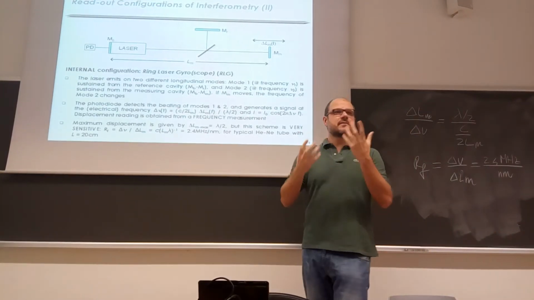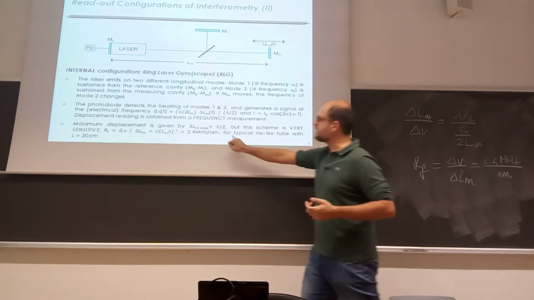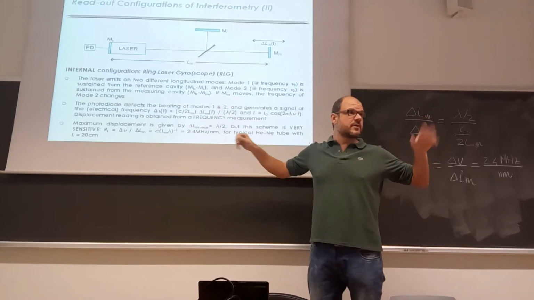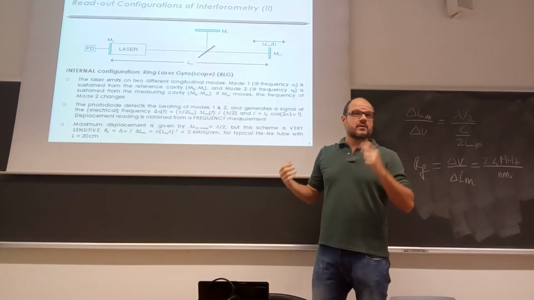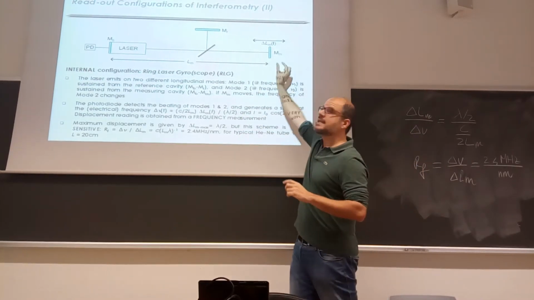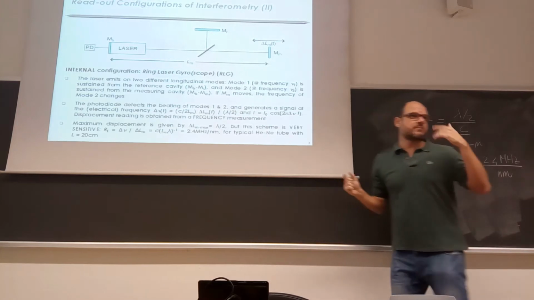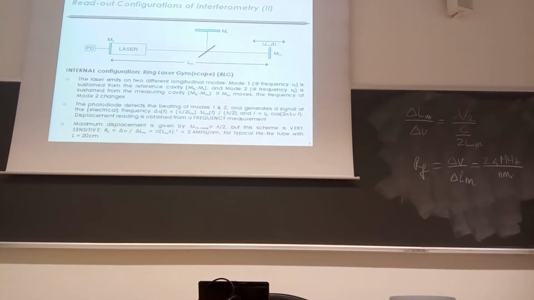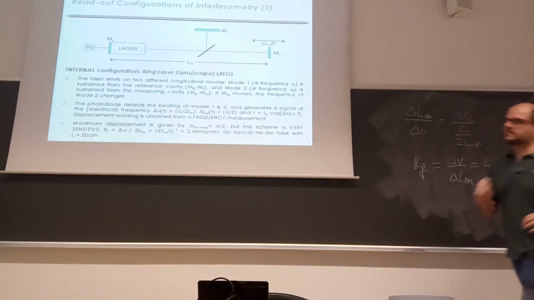In a way, this limitation, or the fact that the maximum displacement is given by lambda over 2, is not a problem, because you already know that if you use this setup, the variation that you want to measure will be more or less in the range of nanometer or sub-nanometer. Okay?